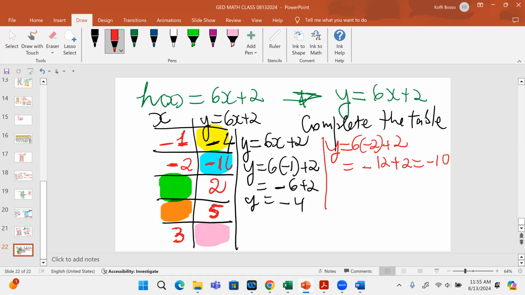Now the first challenge is here. When y is 2, what is the x value? 0. Who got something different? 0, yes, because this time you replace the y by 2. So you're going to have 2 is equal to 6x plus 2.